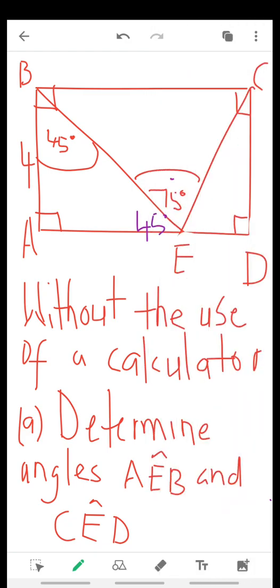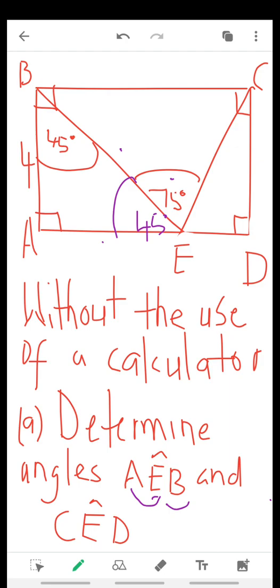Without the use of a calculator, determine angles AEB and CED. Remember, I said to you, when we write AEB, it's like we are saying this is angle E, which is found between lines AE and EB. So line AE is this one here, line EB is this one here. So they're talking about this angle. Have you not found that angle? We have, and that angle is 45 degrees.